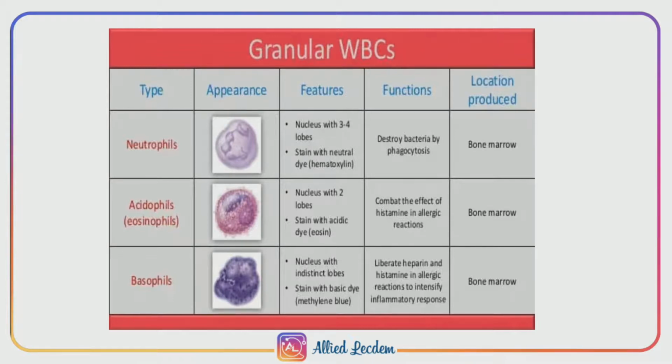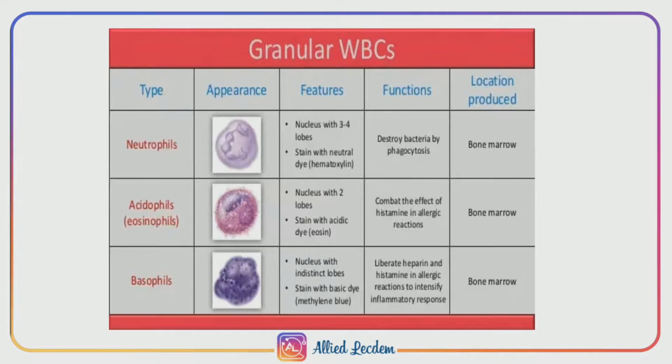Basophils are least in number, that is 0.5 to 1%. The main function of the basophils is to release heparin and histamine. They act like mast cells and cause inflammatory response. Neutrophils are abundant in WBCs, that is 60 to 65%. The main function of neutrophils is phagocytic action, which engulfs germs, bacteria and dead cells.